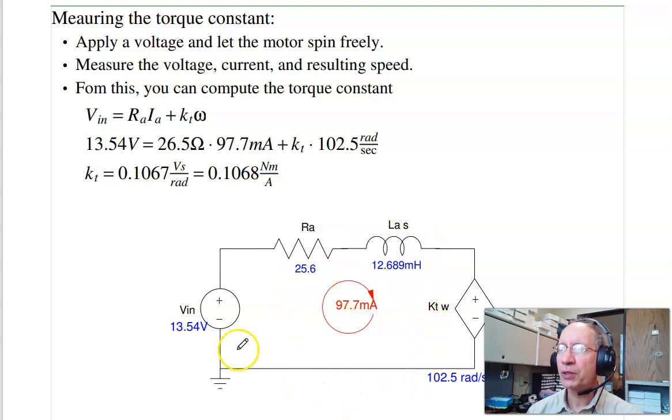So going around this loop, if I apply 13.54 volts, I measure the speed as 102 radians per second. The armature resistance I measured, the inductance I measured, this is steady state, so that doesn't really matter. The voltages have to balance. So I know that kT times omega plus I times R is 13.54. Solve for kT, and I wind up with kT is 0.1067 volts per radian per second. And if you work out the units, that's also 0.1067 newton meters per amp.